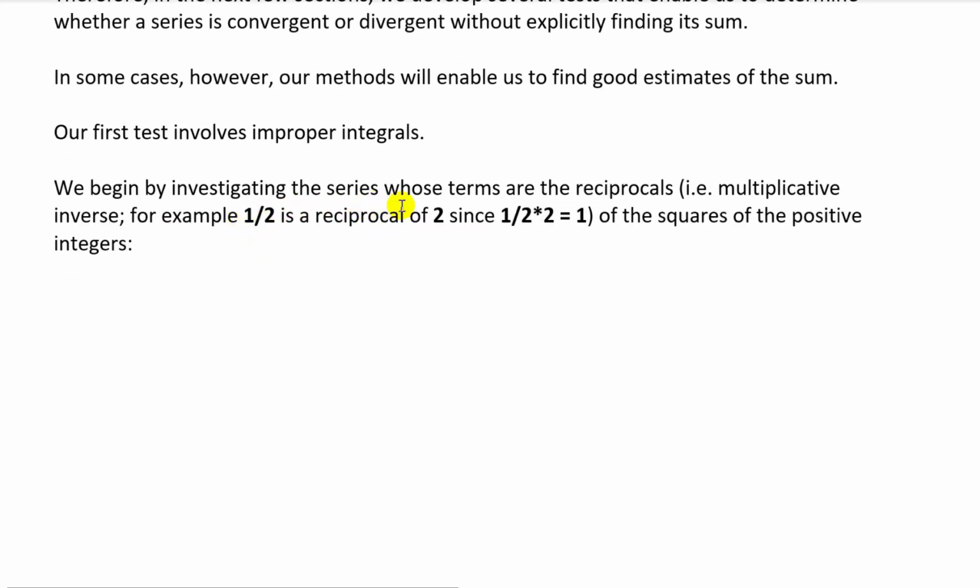We begin by investigating the series whose terms are the reciprocals, i.e. the multiplicative inverse. For example, 1 over 2 is the reciprocal of 2, since 1 over 2 times 2 equals 1. You multiply a number by its inverse to get 1. So for example, 1 over 3 would be the reciprocal of 3. So we begin by investigating the series whose terms are the reciprocals of the squares of the positive integers. Yes, that wording is a mouthful from my calculus book.